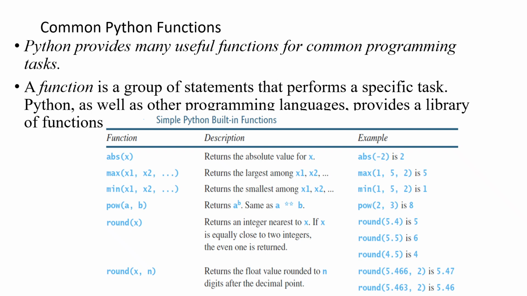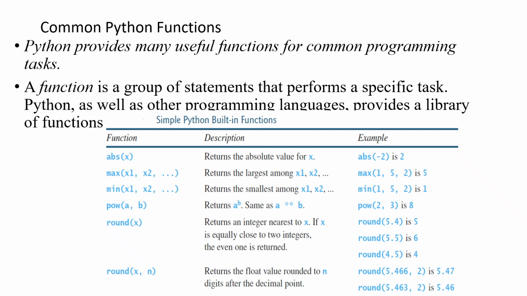Common Python functions. Python provides many useful functions for common programming tasks. A function is a group of statements that performs a specific task. Python, as well as all other programming languages, provides a library of functions. abs returns the absolute value of x.